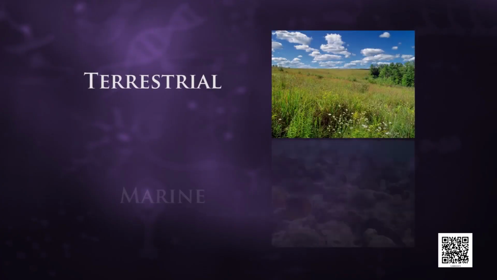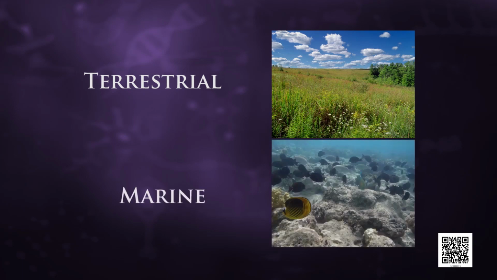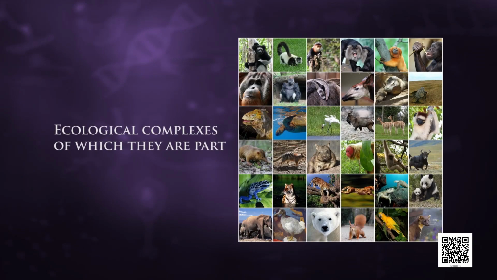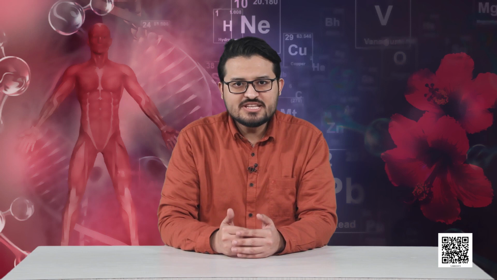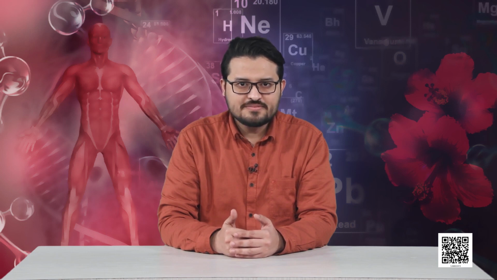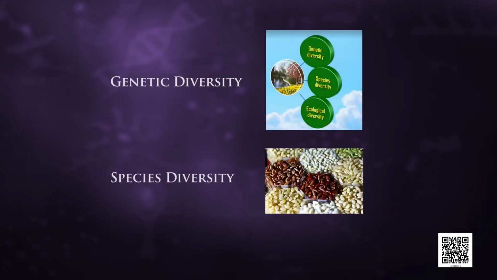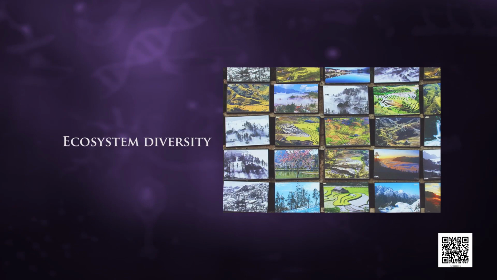Biological diversity means the variability among living organisms from all sources, including terrestrial, marine, and other aquatic ecosystems, and the ecological complexes of which they are part. This includes diversity within species, between species, and of ecosystems. Biodiversity is classified into three main categories: genetic diversity, species diversity, and ecosystem diversity.